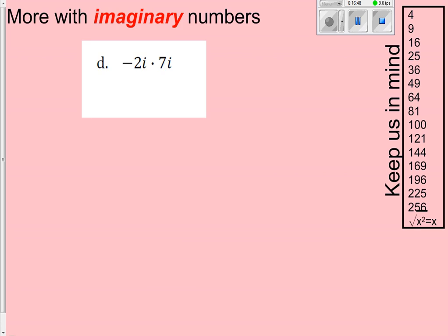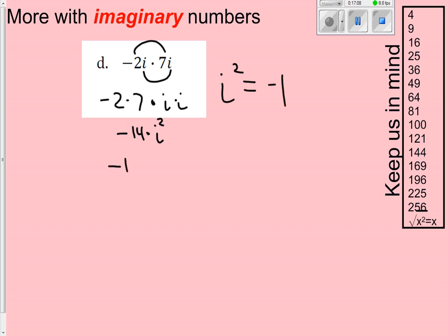So now with imaginary numbers, here's kind of what happens. Put the numbers together, put the i's together. So negative 2 times 7 is going to be negative 14 times i, which is i squared. But now here's what you have to remember: i squared is really negative 1. So this is negative 14 times negative 1, so my answer is going to be positive 14.